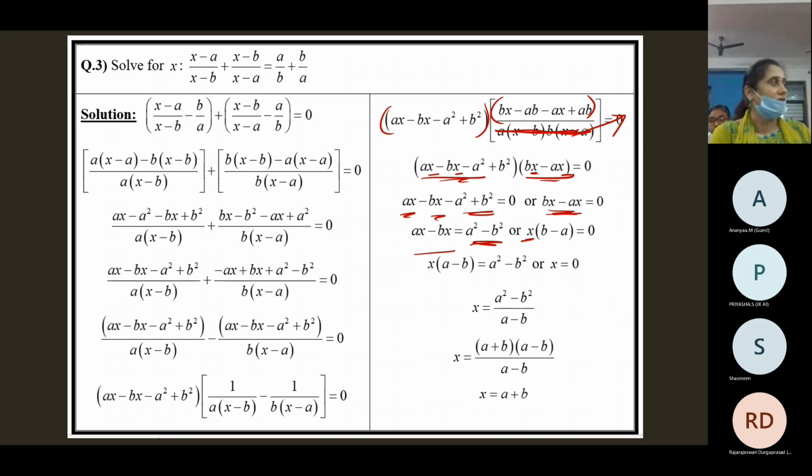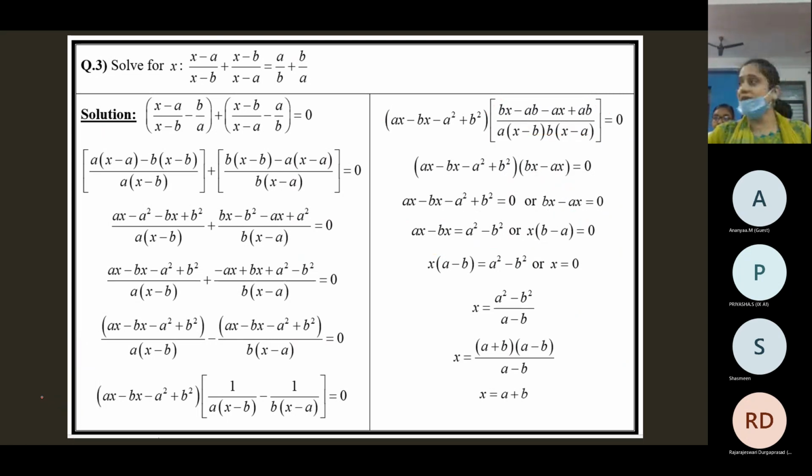Both the terms have x in it. And how will you make it one x? Take out x common. If there are two terms with x, you have to solve for x. You'll have to make it only one x. So take out x common.